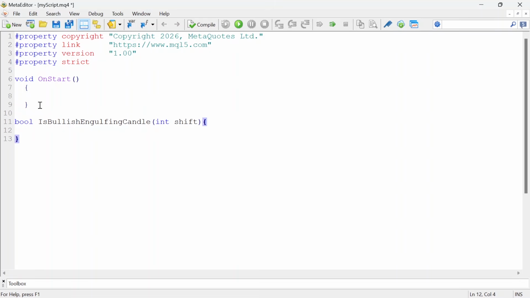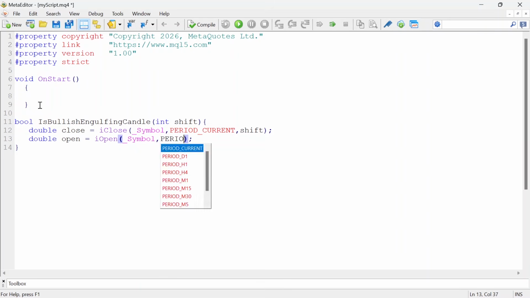Then what data do we need to know if that particular candle we want to focus on, which is the shift specified, is an engulfing candle? First thing first, we need to get the close of that particular candle at that shift. So we can say close, right? I'm very sure you know how to do this, so the period, and you can specify that shift, right? Then we need to know the open of that candle, the opening price of that candle. So we can say this, the period and shift, right?